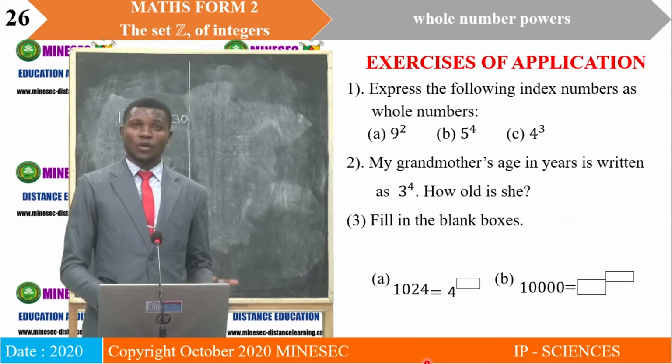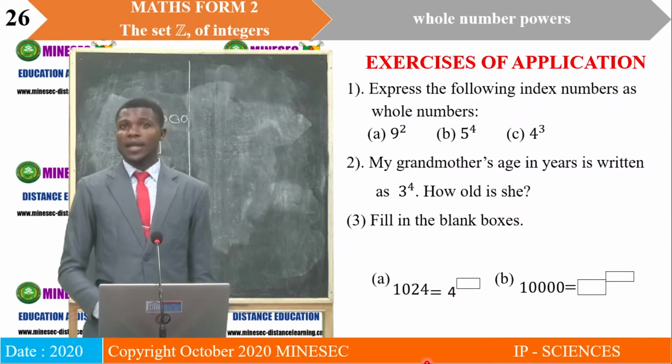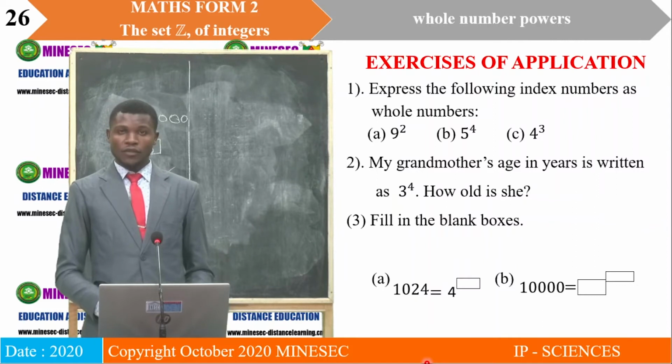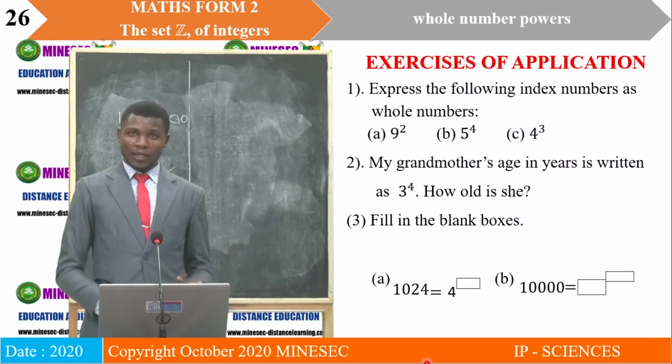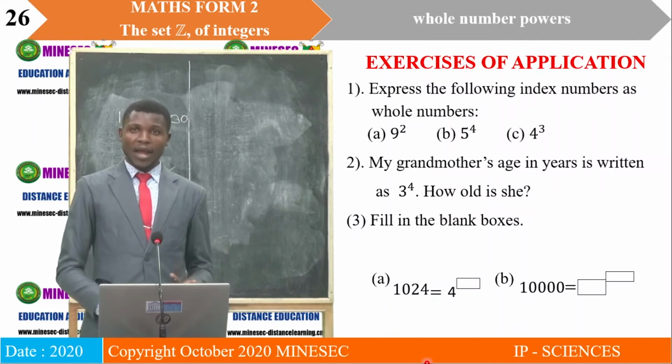Now we have learned how to do the calculation of index numbers, or how to express numbers that are written in index form as whole numbers. Let's apply what we have learned and carry out this exercise. The first question is to express the following index numbers as whole numbers. The first one is 9 raised to the power 2. The second is 5 raised to the power 4. The third is 4 raised to the power 3. In the second question, my grandmother's age in years is written as 3 raised to the power 4. How old is she?